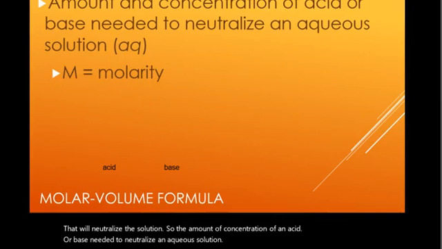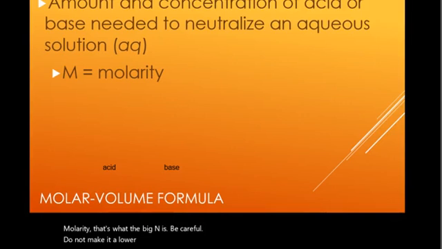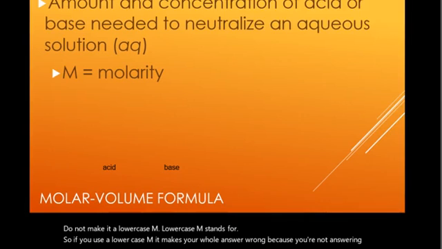Molarity, that's what the big M is. Be careful. Do not make it a lowercase m. Lowercase m stands for meters. So if you use a lowercase m, it makes your whole answer wrong because you're not answering in molarity.